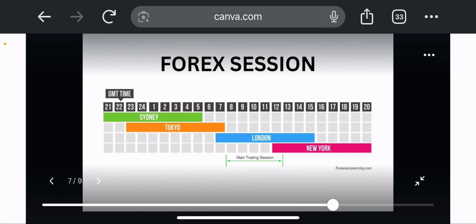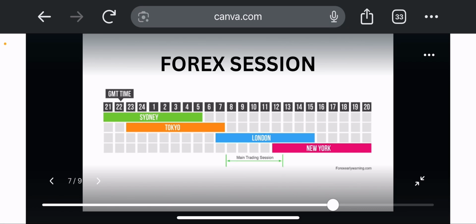Basically, this 4 session is now broken down into 3 sessions, because the Sydney session and the Tokyo session are actually known as the Asian session. So now we have the Asian session, the London session, and the New York session.